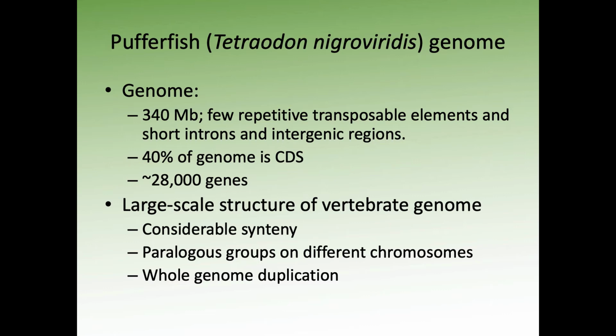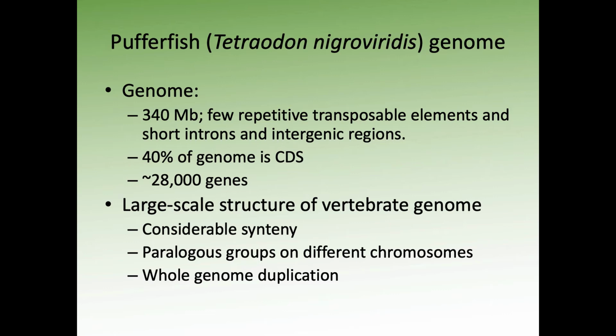It has about 28,000 genes, which is more genes than we have projected to have. One of the nice things about this genome is that it's compact, so it's a little bit easier to look at, and it does a good job of presenting the large-scale structure of any vertebrate genome. There are considerable patterns of synteny with other vertebrates, and there are large paralogous groups on different chromosomes.